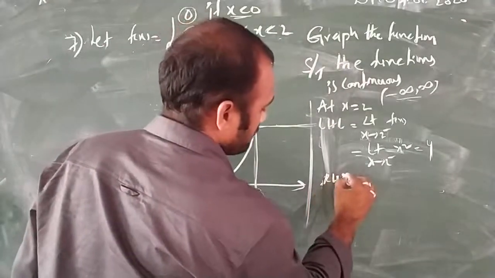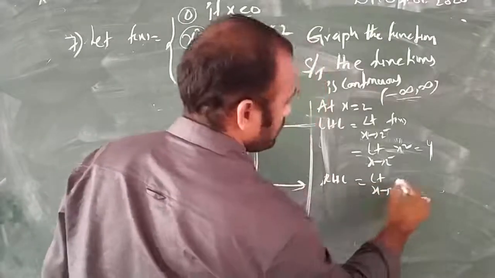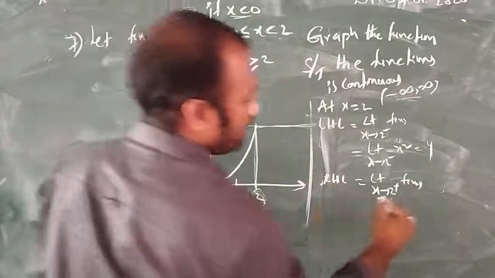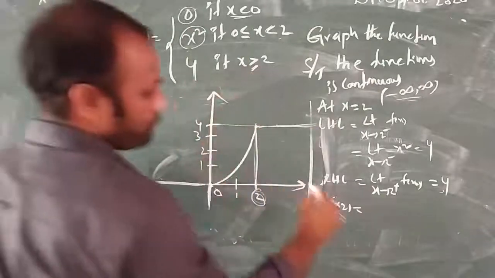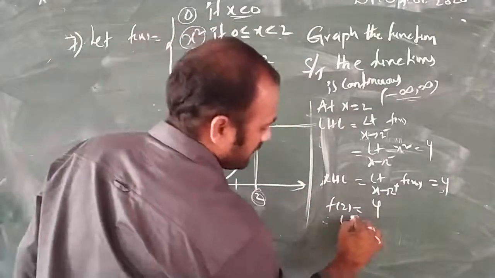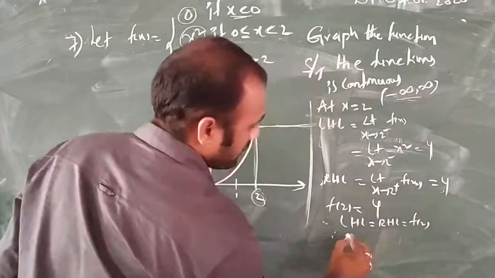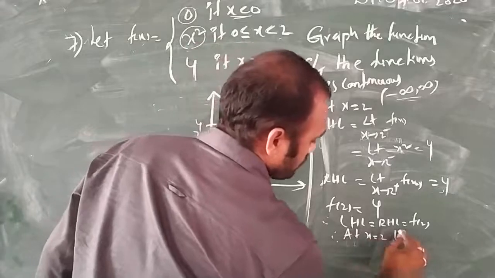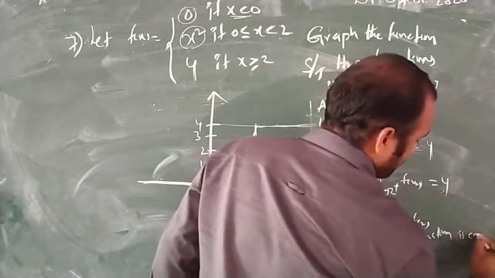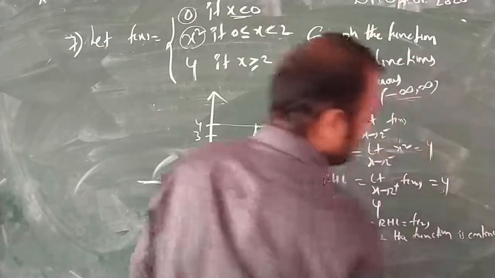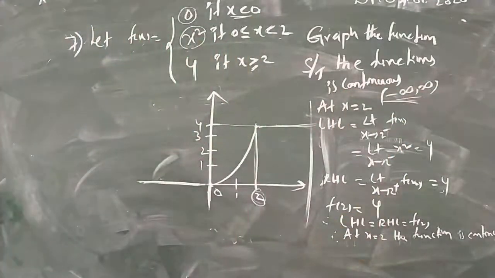Next, the right hand limit, that is limit x tends to 2 plus. For more than 2 values, f of x is given already, it is 4. And the functional value f of 2, at 2 the value is 4. Therefore, left hand limit is equal to right hand limit is equal to the functional value. We can say that at x is equal to 2, the function is continuous. So overall, the function is continuous for every real number.